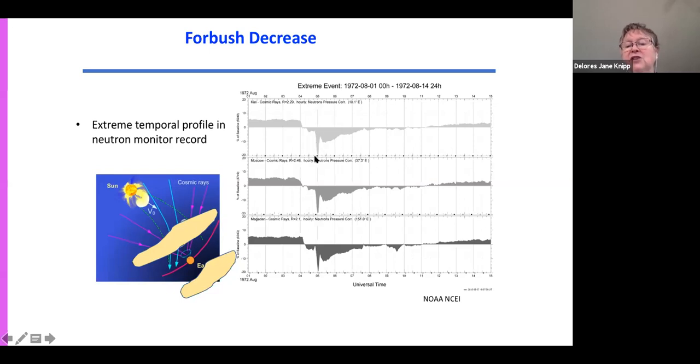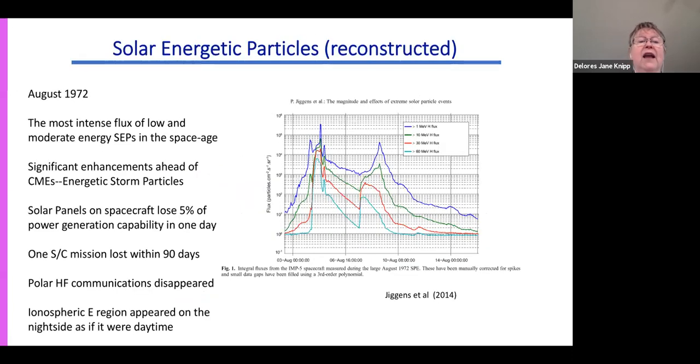This is the strangest Forbush, it's called a Forbush decrease when these things happen. And the reduction in cosmic ray intensity arriving at Earth was seen at all of the observatories, so we know it was a global event. So I hope that's helpful. I can chat about that more in office hours afterwards, if that's okay. And I'll save the white light flare for the end.